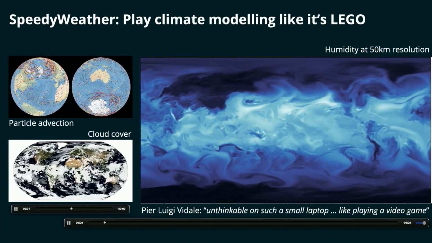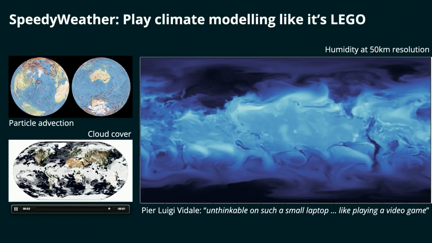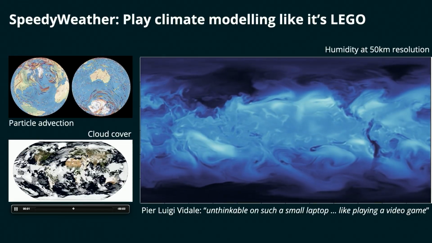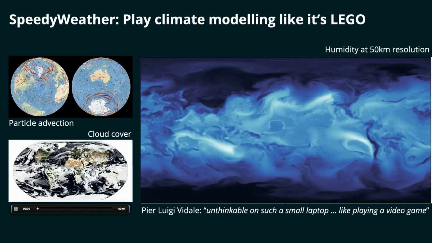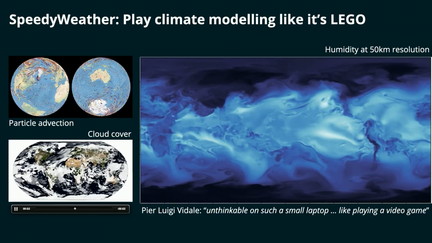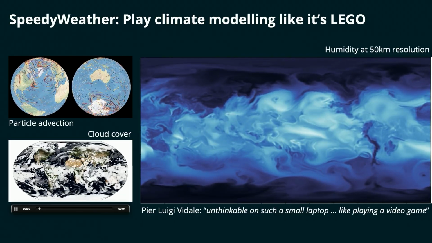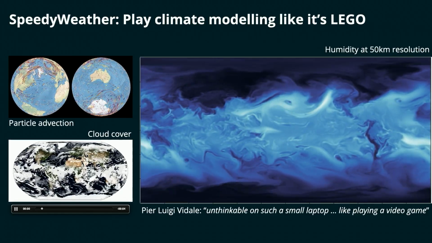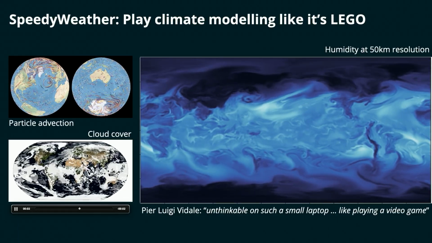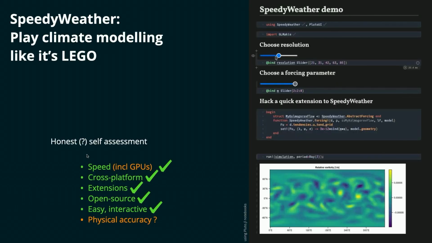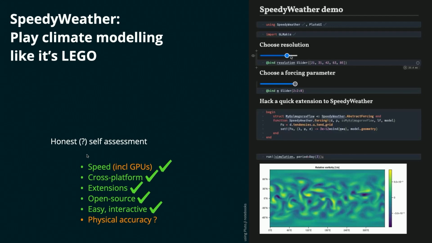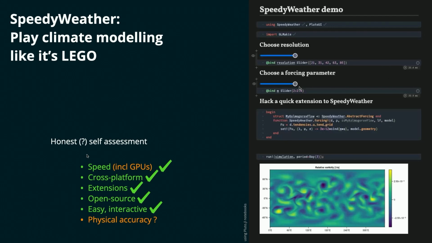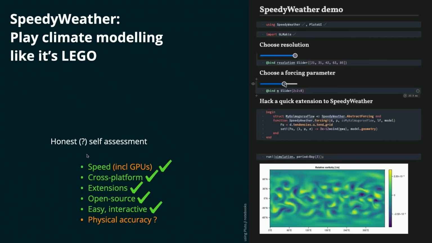So this is a simulation of cloud cover, and in Speedy Weather you can also put particles in. We heard the air quality simulations earlier. The idea is that you just put some particles in it and say, let the particles follow the wind, and then they just fly around. That's exactly what it does. Play climate modeling like it's Lego really comes from the idea that we want to have different building blocks that we can put together.